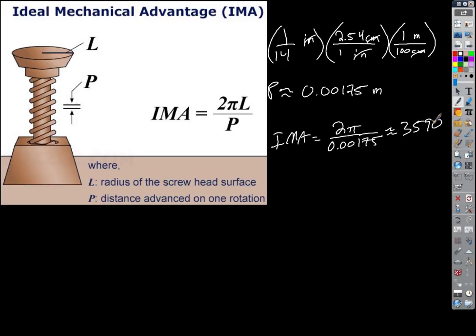Now you'd have to turn that thing a whole bunch, right? If that's the ideal mechanical advantage, that is the ratio of how far you'd have to move the handle. If I wanted to raise it 1 meter, I'd have to move that handle through 3,590 meters to make that happen, right? So you've got to really turn it a whole bunch. You've got to turn it 14 times to make it go up 1 inch. But that's not that much, 14 times. No, it's not terrible. You can get the thing to move up quite a bit.